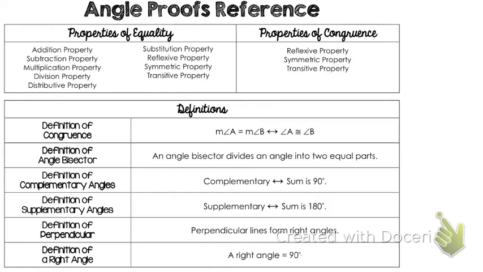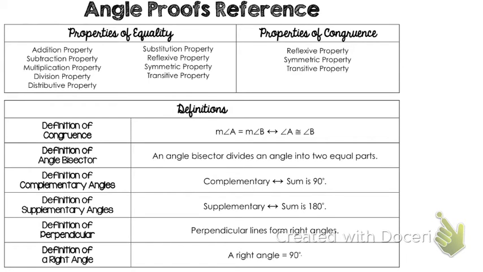Definition of supplementary angles. If two things are supplementary, they add up to 180 degrees. If they add to 180, they're supplementary, and vice versa. We've seen this before, right? These are our definitions. We defined these beforehand. Definition of perpendicular. What's it mean to be perpendicular? Perpendicular lines form right angles. If two lines form right angles, they're perpendicular. The definition goes both directions. Definition of a right angle. If it's a right angle, the measure is 90 degrees. If the measure is 90 degrees, it's a right angle. Definitions go both directions.